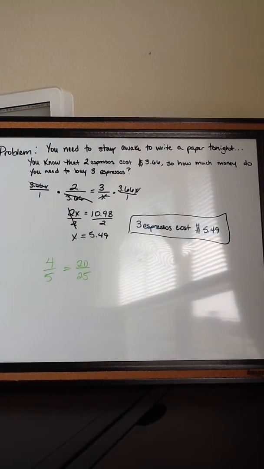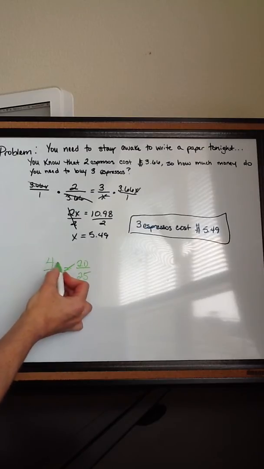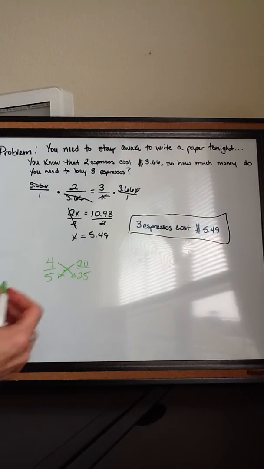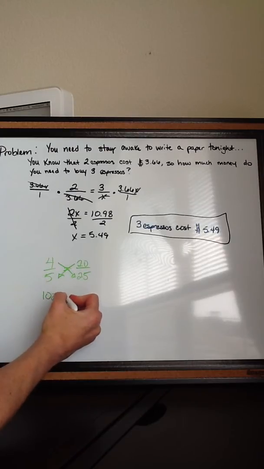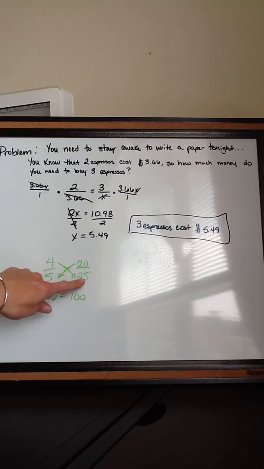Okay, so a way to solve this by using proportions, I'm going to do this a little bit differently than the problem above. So I'm going to multiply 20 times 5 and 4 times 25. So we're cross multiplying. So then what you would end up with is 100 equals 100. So 20 times 5 is 100. 4 times 25 is 100. Therefore, you could say that 4/5 is equal to 20/25.